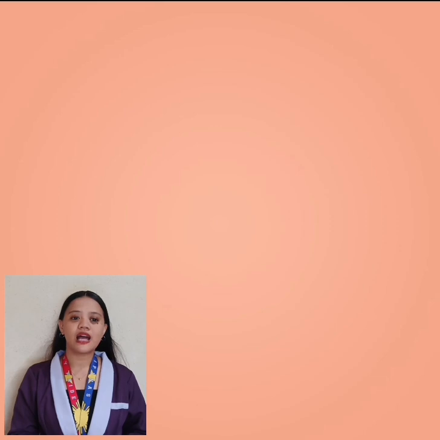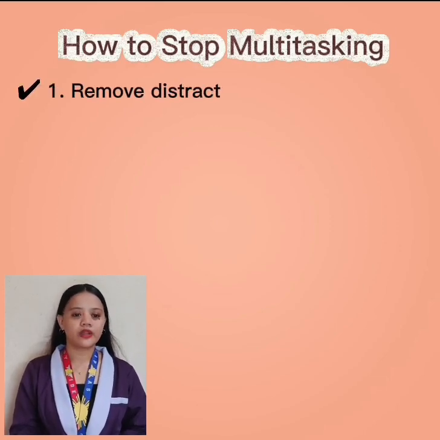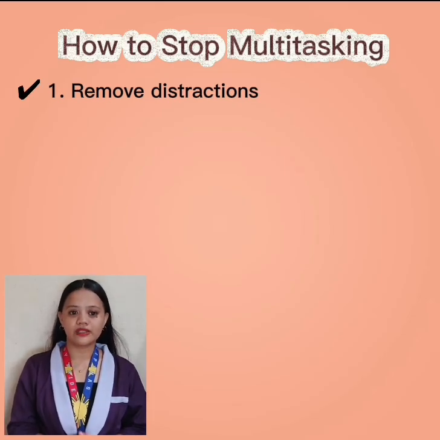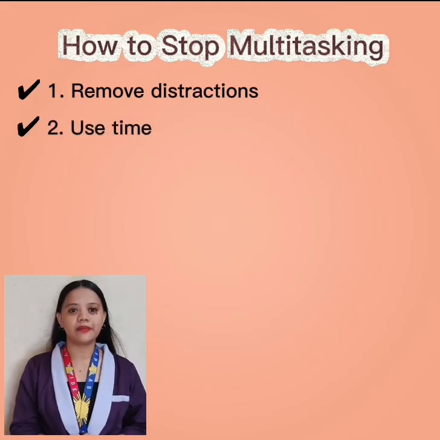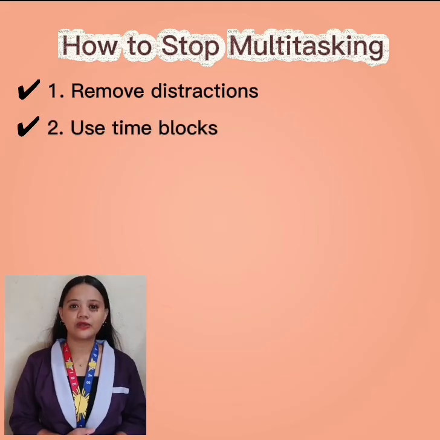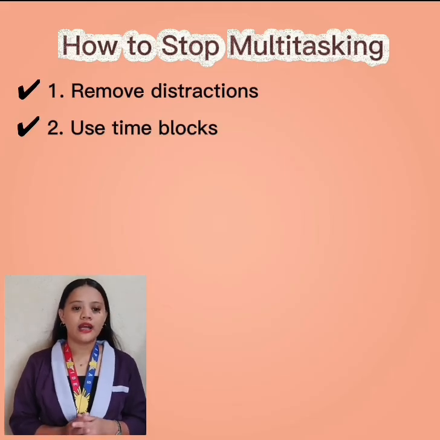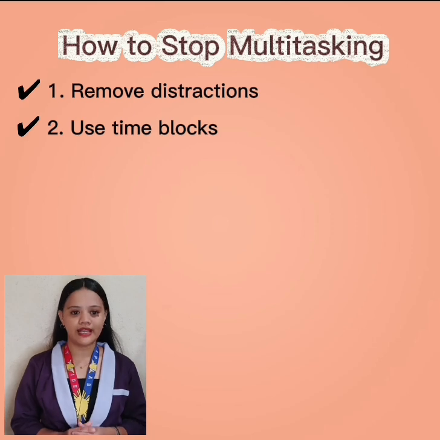The next is how to stop multitasking. Here are practical steps. First is remove distraction. Put your phone on silent or place it in another room. Second, use time blocks. Example, 8 to 8:30 p.m. is study. Then, 8:30 to 8:35 break. Then, 8:35 to 9 continue task.